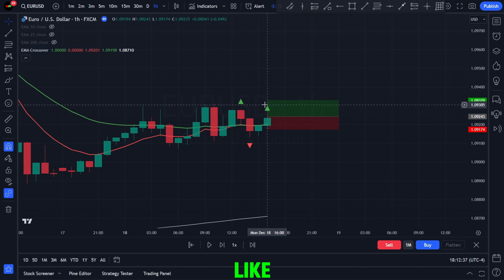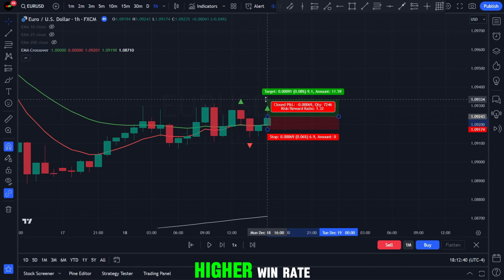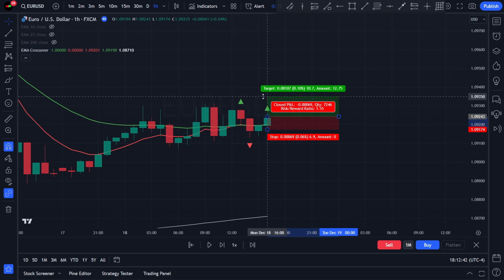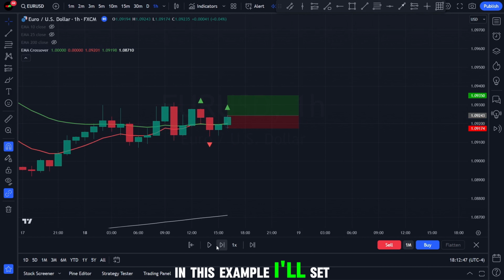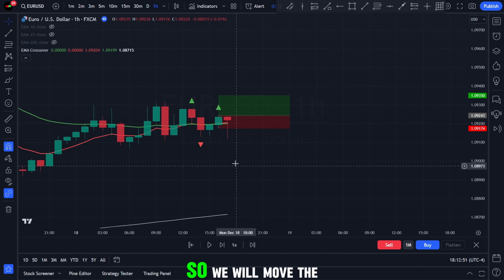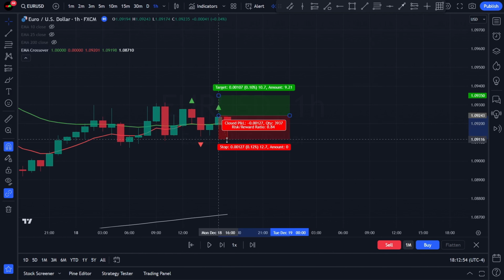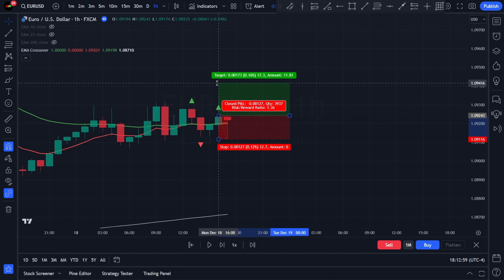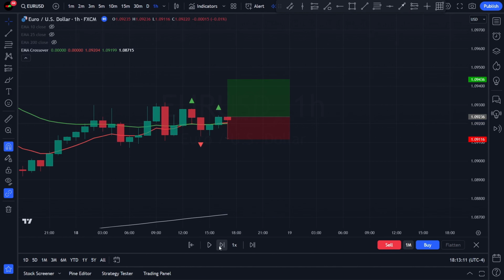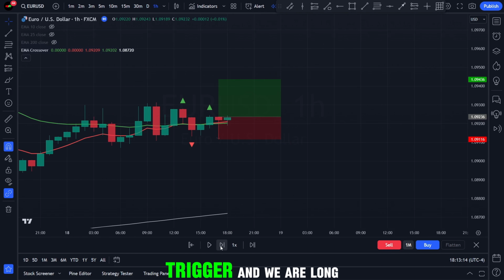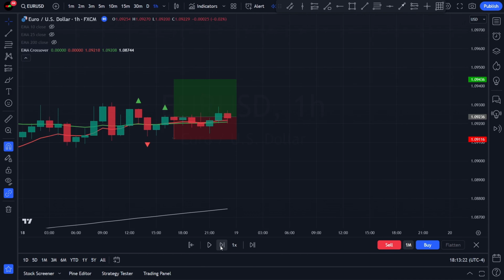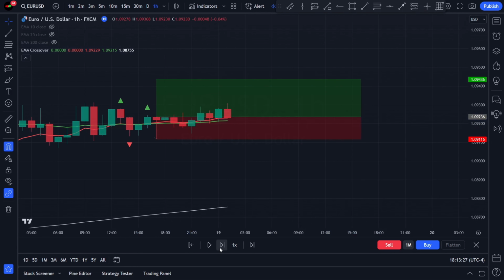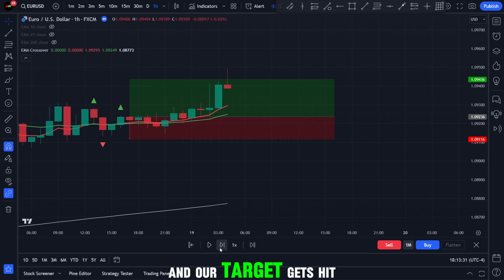Targets depend on what you like. Smaller targets will give you higher win rate but smaller gains. Bigger targets will give you lower win rate but bigger gains. In this example, I'll set it at 1.5 times the risk. We do not get a trigger, so we will move the orders to the next candle. Now we have gotten the trigger, and we are long. And our target gets hit.